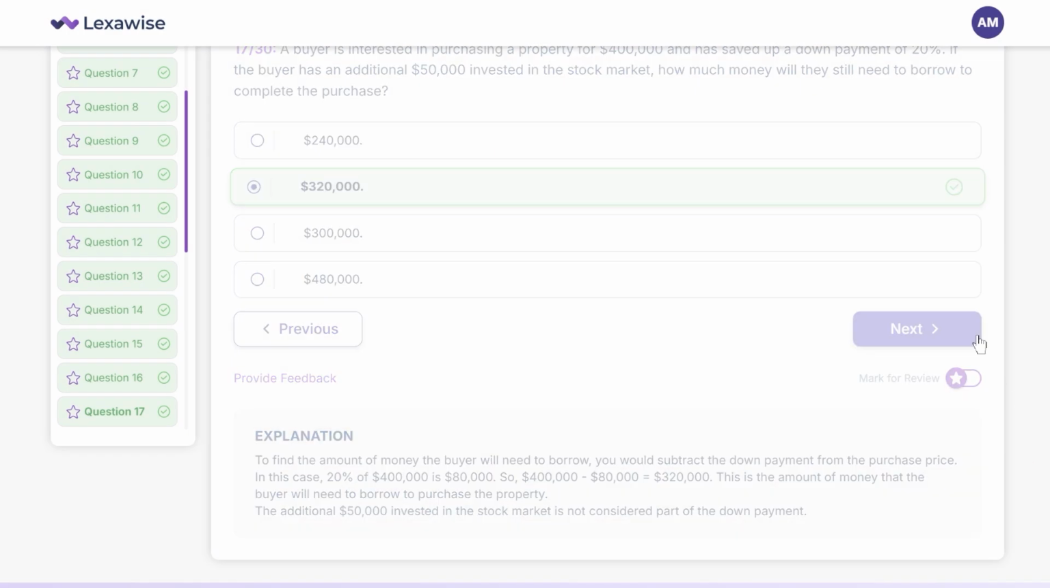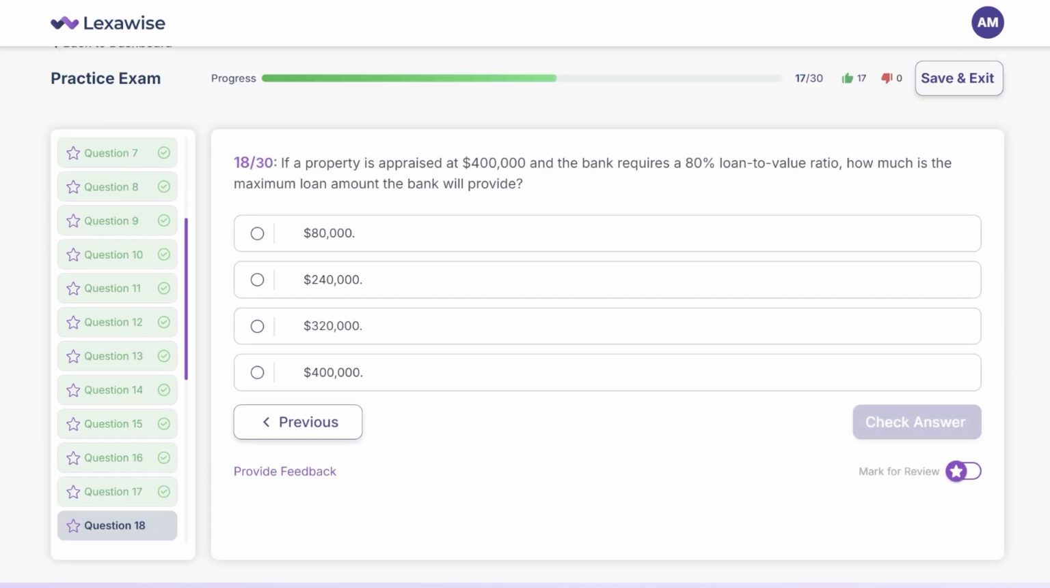Let's keep going. If a property is appraised at $400,000 and the bank requires an 80% loan to value ratio, how much is the maximum loan amount the bank will provide? A, $80,000. B, $240,000. C, $320,000. D, $400,000. Work it out and see what you get.